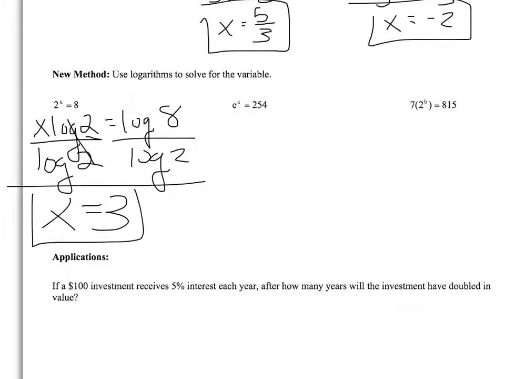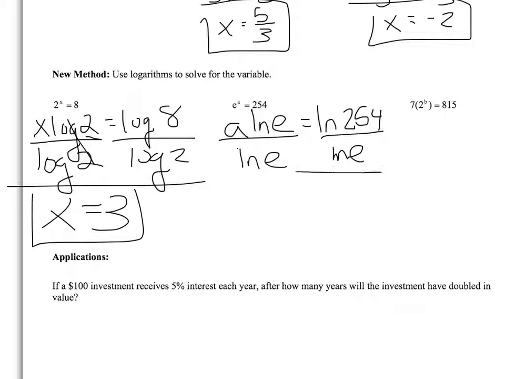The next one, when your base is an e, instead of taking a logarithm to both sides, you're going to take a natural logarithm. So it's going to be ln e. What you do to one side, you do to the other, so ln 254. To solve for a here, we divide by ln e. Remember, ln e is also just a 1, so dividing by 1 would just give me ln 254, which, if I'm rounding, is about 5.54 in your calculator.